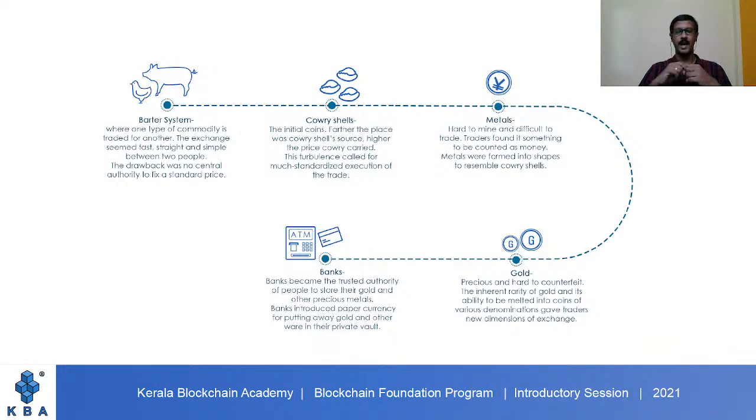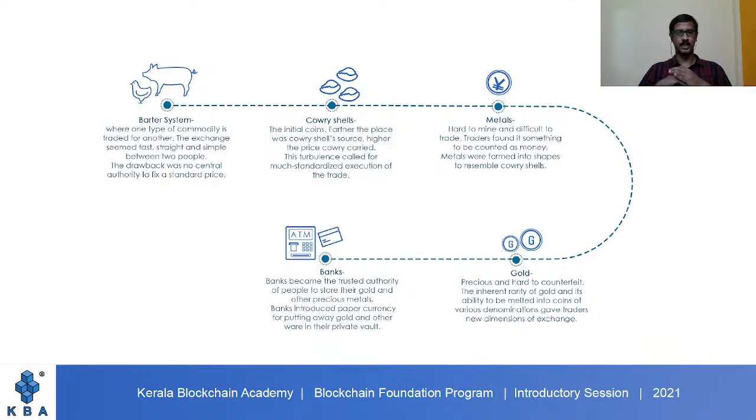And finally, we come to the current scenario where we have the banking system, or the banks, which are used as currencies. So this is a brief history of how the evolution of currency, or the history of different kinds of currency, took place. And now we are moving towards something known as digital currencies.